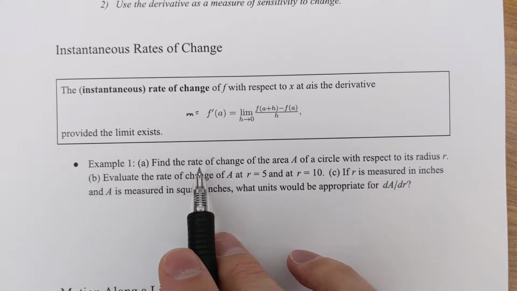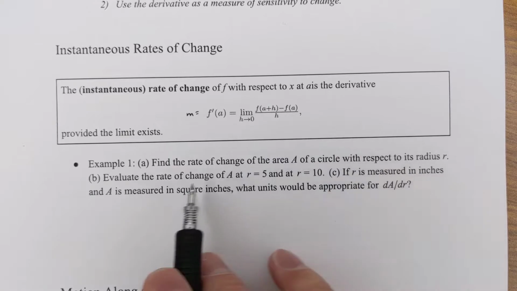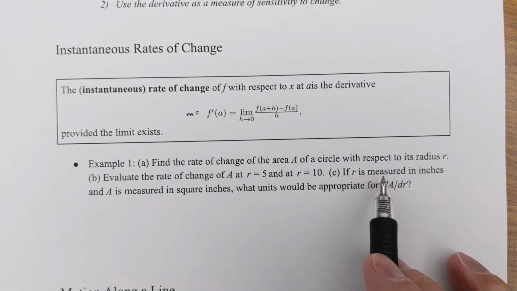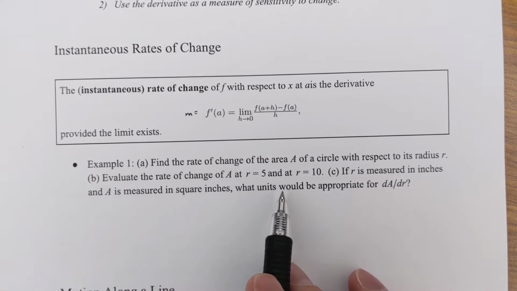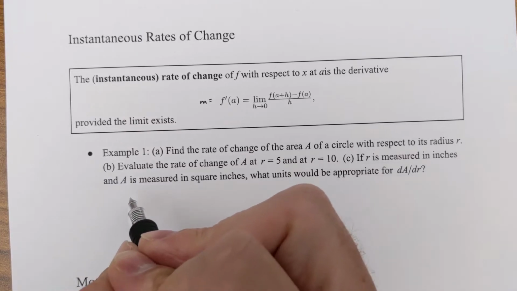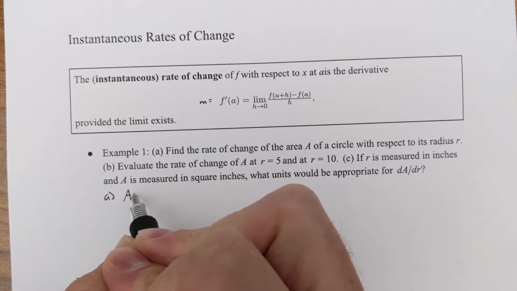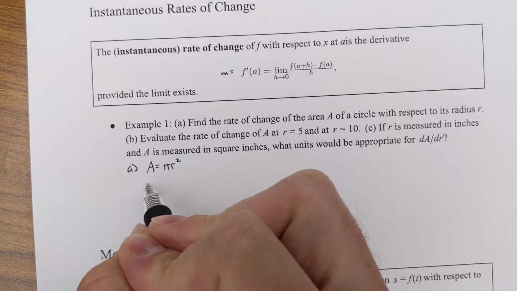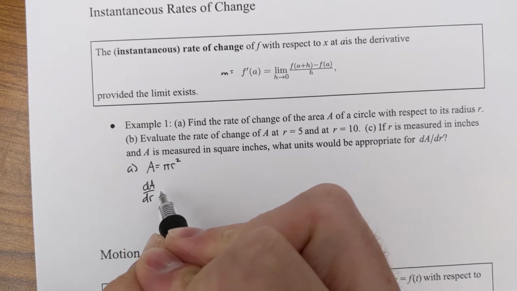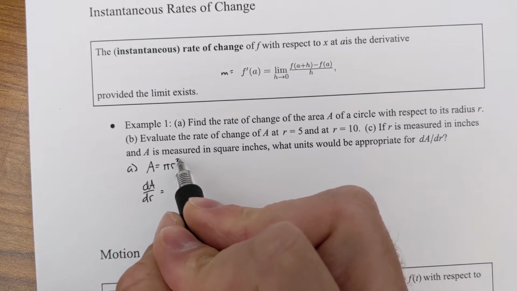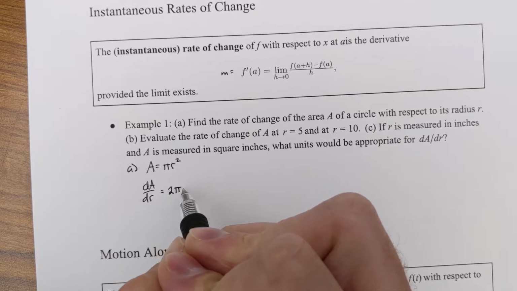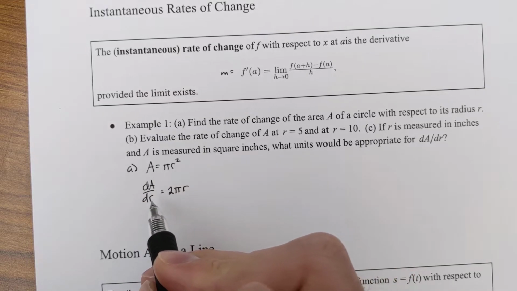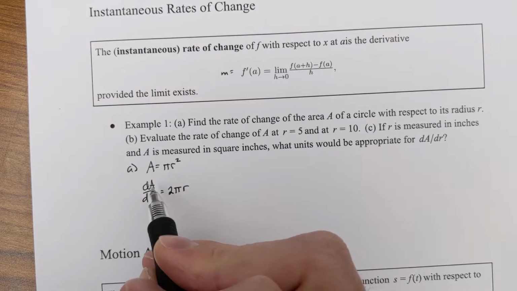Example 1: find the rate of change of the area of a circle with respect to its radius r. Evaluate the rate of change of A at r equals 5 and r equals 10. If r is measured in inches and A is measured in square inches, what units would be appropriate for dA/dr? For part A, I need the equation for the area of a circle. So dA/dr, the derivative with respect to r: the exponent multiplies out front, 2 pi r, and I count down by 1. Pi is a number, so it acts like a coefficient. This equation gives me the rate of change of area with respect to radius.